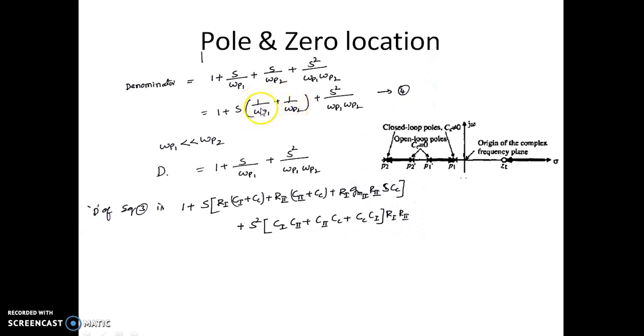Since omega p1 is very small and omega p2 is very large, the one which has a lesser value of frequency has a more dominant role in the coefficient than the one with the larger frequency. So that's why, out of 1 over omega p1 and 1 over omega p2, we are not considering 1 over omega p2, because the value contributed by 1 over omega p2 is very small compared to 1 over omega p1. So we are retaining only 1 over omega p1 as the coefficient of S.